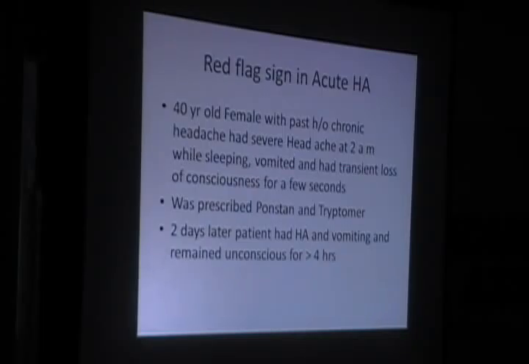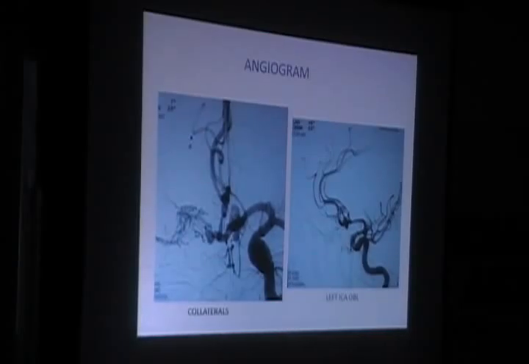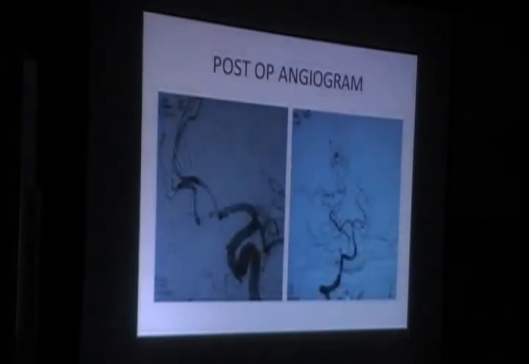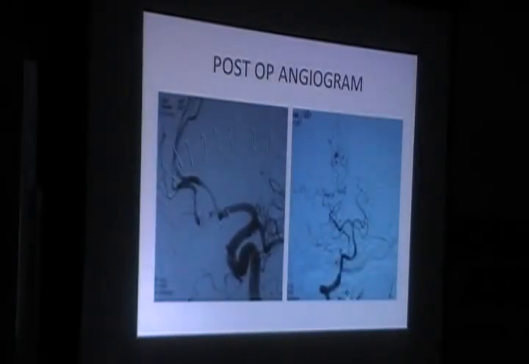But 2 days later the patient again had severe headache and became unconscious for more than 4 hours. Yes, this patient clearly has something different from the routine migraine or whatever chronic headache he had earlier. So CT scan showed subarachnoid hemorrhage, and the angiogram showed a complex anterior communicating artery aneurysm. So it was operated, it was clipped, and this is the post-op angiogram, and he did well.